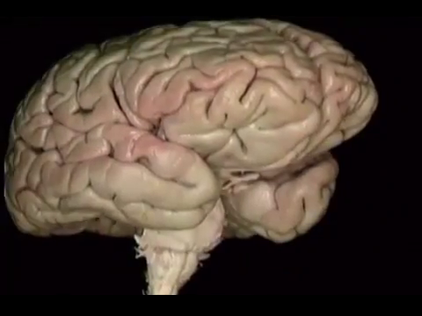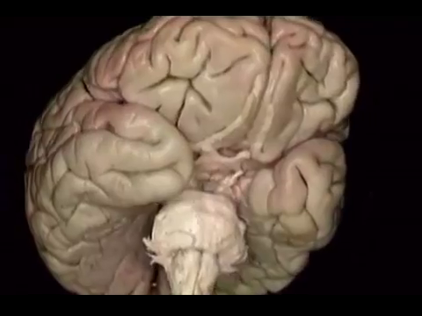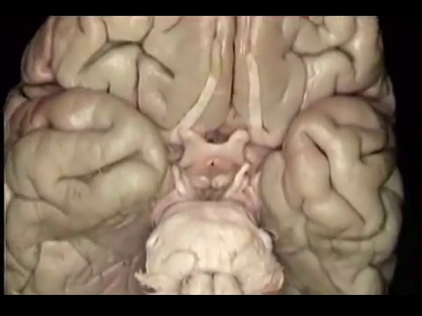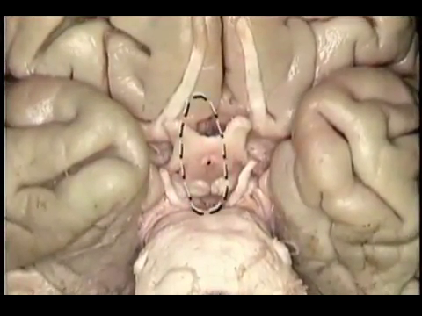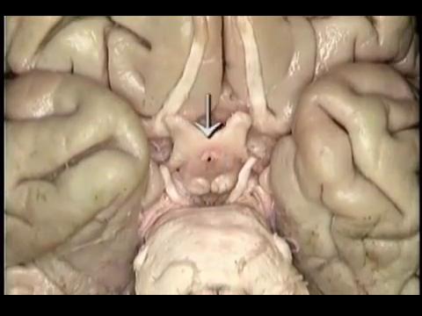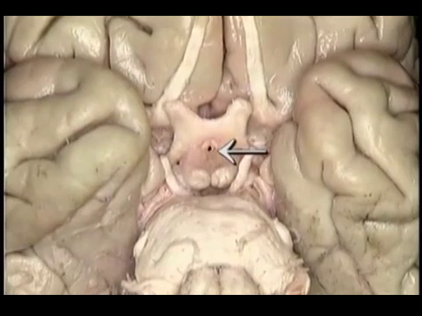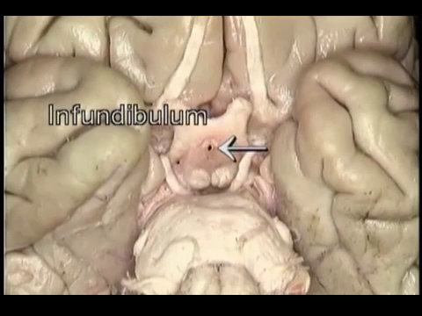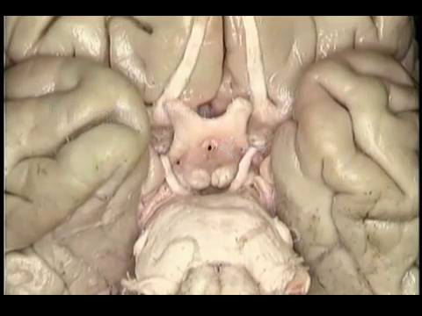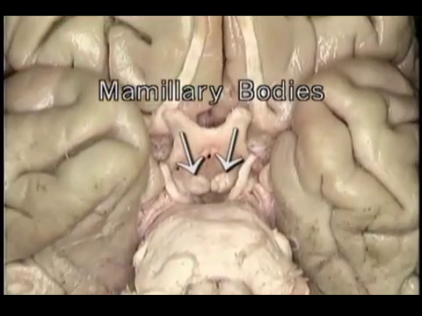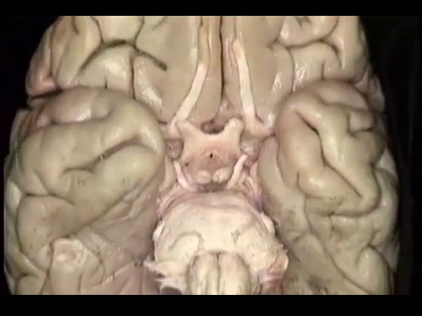We'll return now to the underside of the cerebrum to look at the structures that form the floor of the third ventricle, which is here. Here's the optic chiasm. Behind it, this tubular structure that's been divided is the infundibulum, the stalk of the pituitary gland. These two projections are the mammillary bodies.